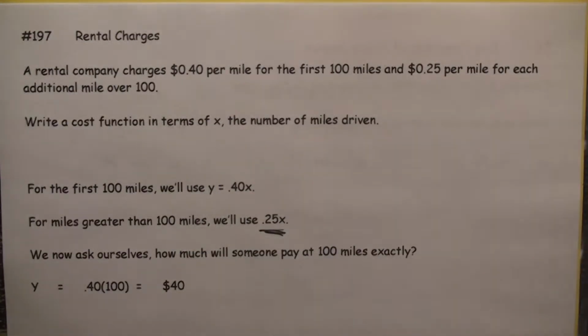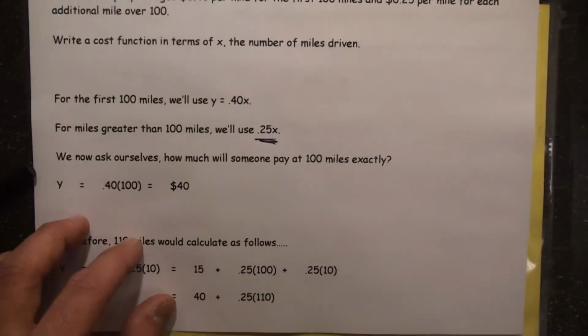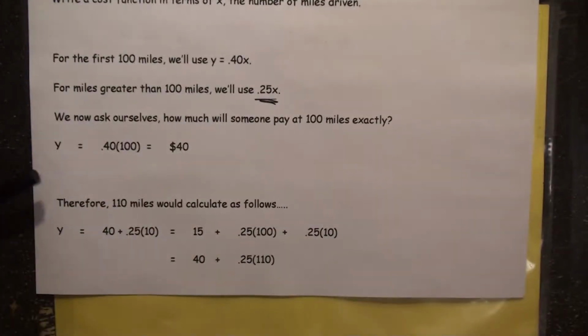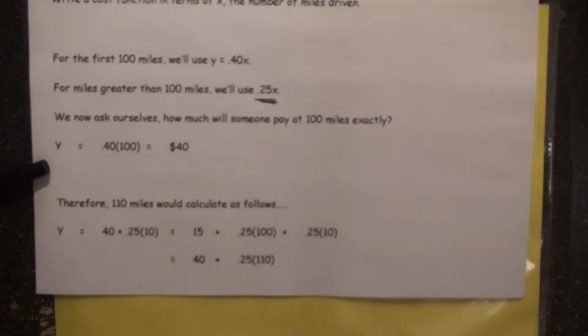So here's how this works. We first of all ask ourselves the question, how much will someone pay for 100 miles driven exactly? Well, that would definitely be $40. So $40 is the amount that someone would pay if they drove exactly 100 miles.